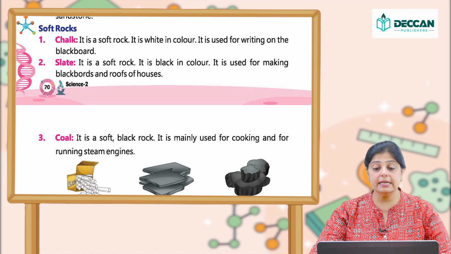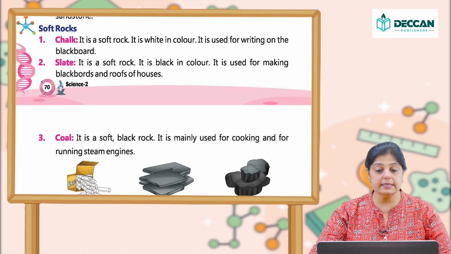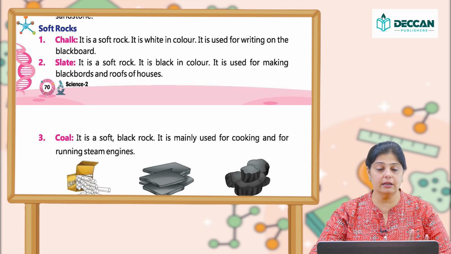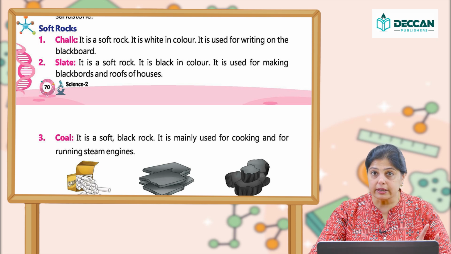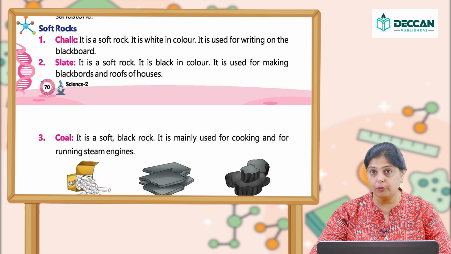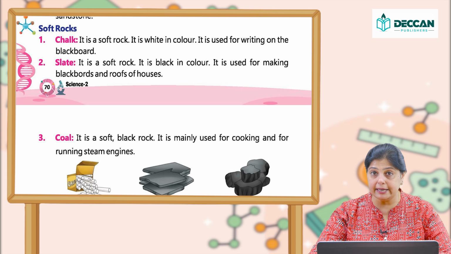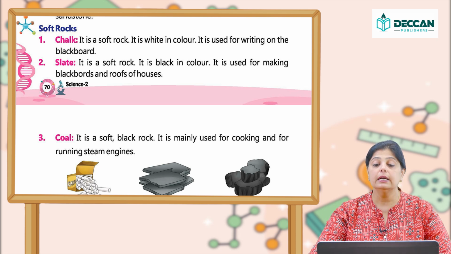Slate is also a soft rock. It is black in color and it is used for making blackboards and the roofs of houses. Chalk is white, it is soft, and used for writing on the blackboard, and the blackboard is made using slate, which is black in color and a soft rock.